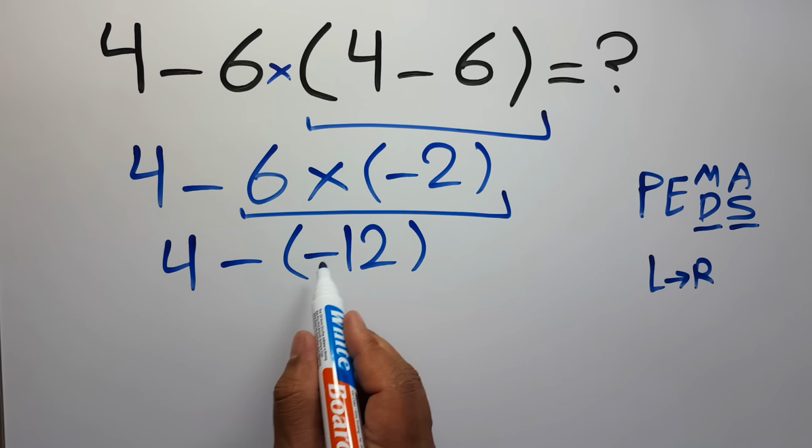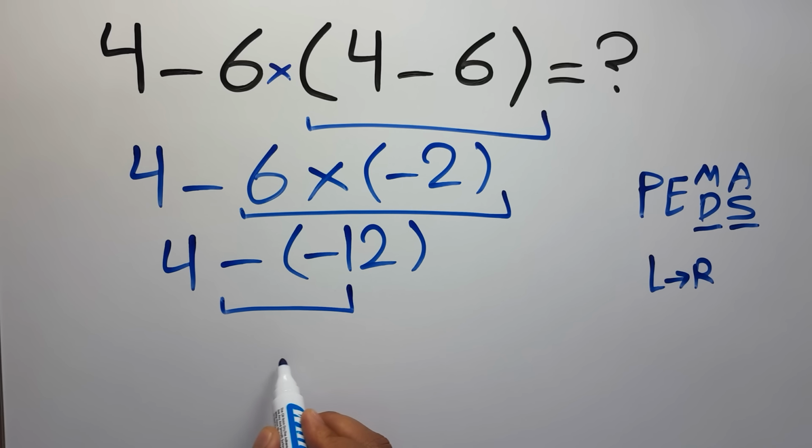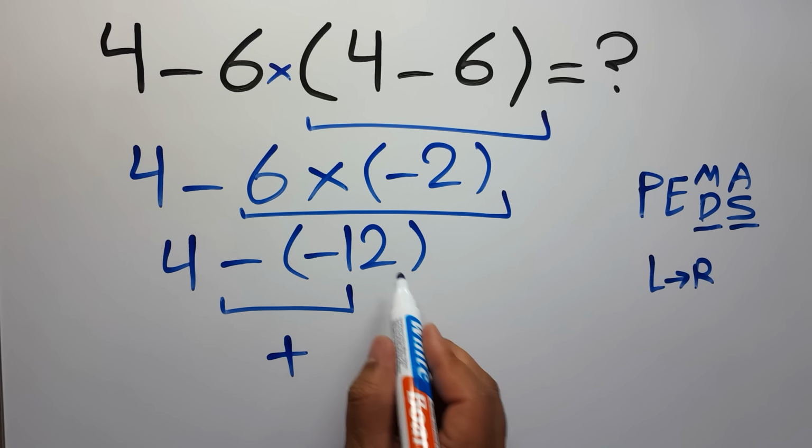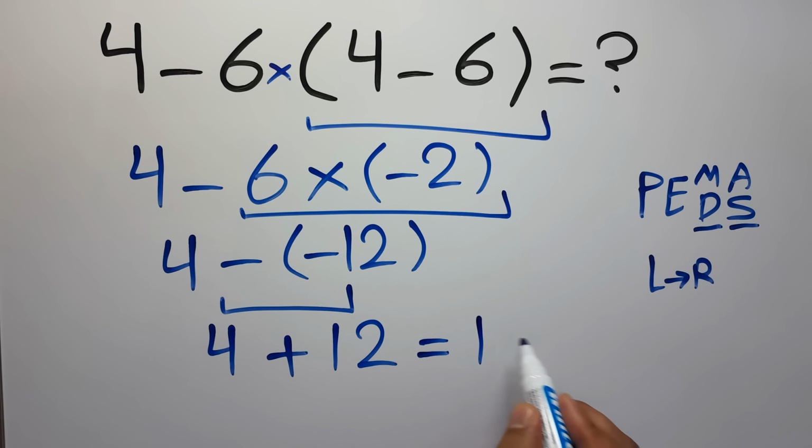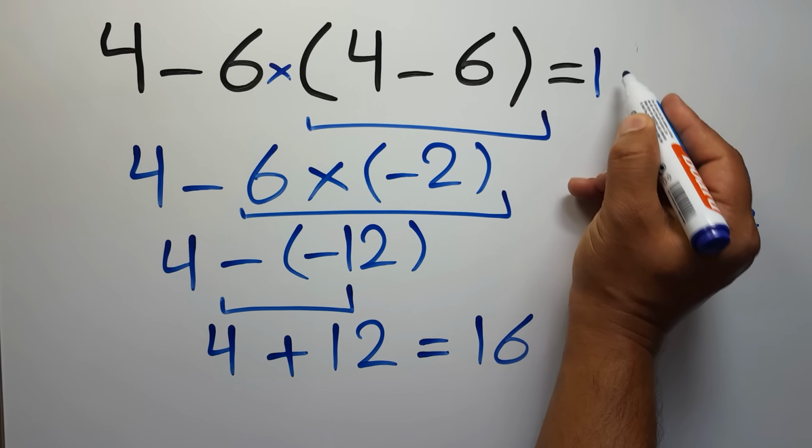Now negative times negative gives us positive. So we have 4 plus 12. 4 plus 12 gives us 16. And this is our final answer to this problem. The correct answer is 16.